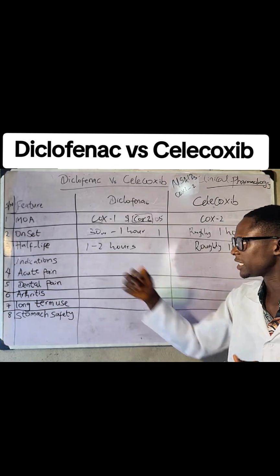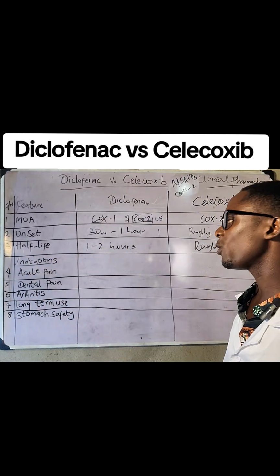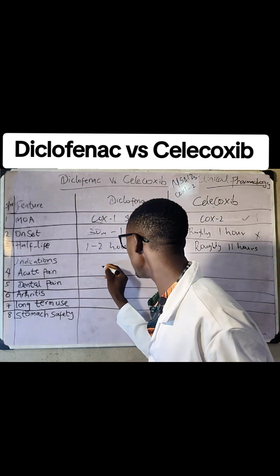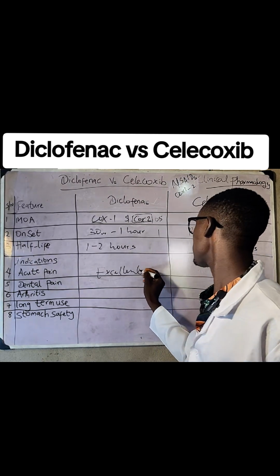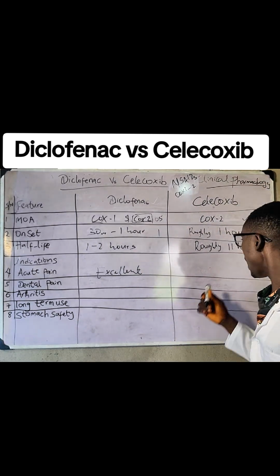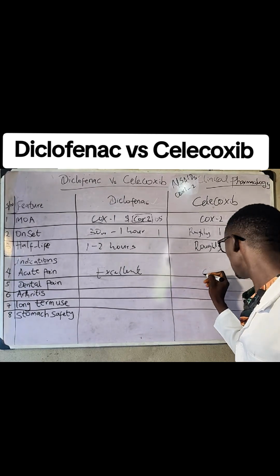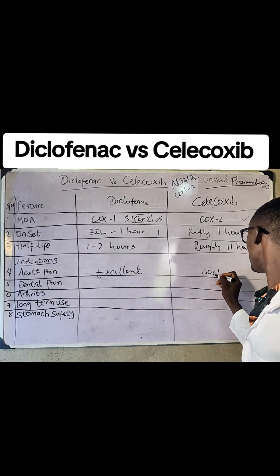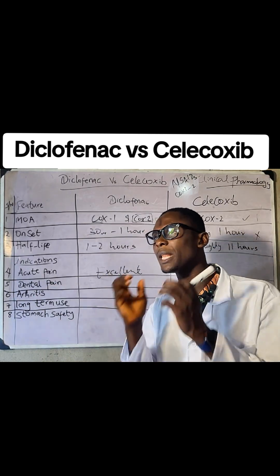Now let's talk about their indication. For acute pain, diclofenac is excellent. It's very good. So we'll give it excellent. However, for Celecoxib, looking at the time of onset and how long it will take before it starts helping out, it will take about 1 hour. So we'll give it, it's good, but excellent is better than good, if I'm not mistaken.